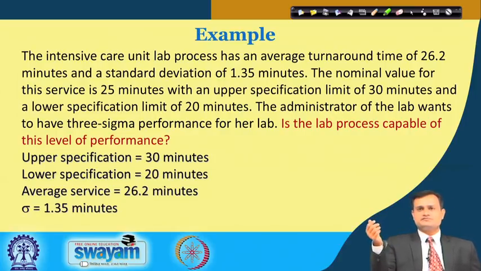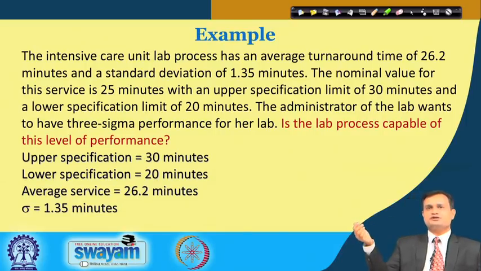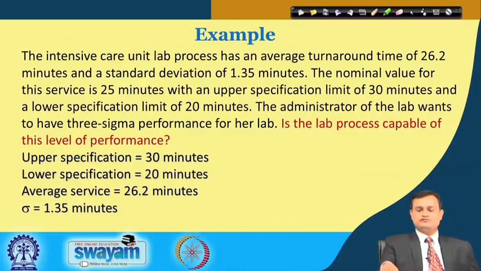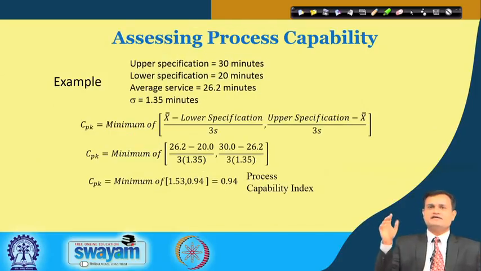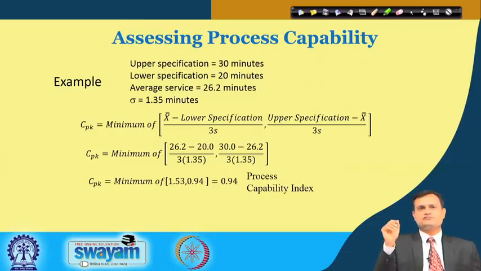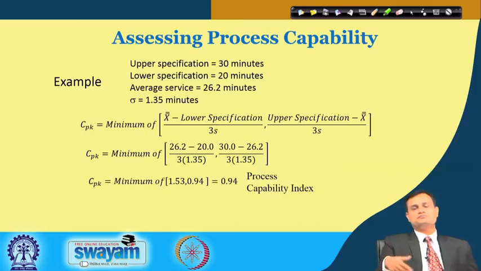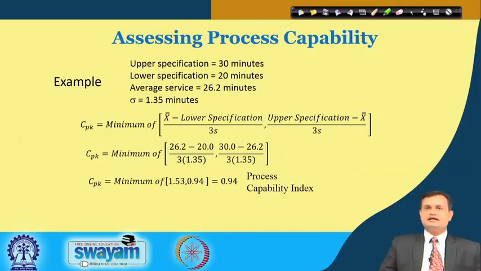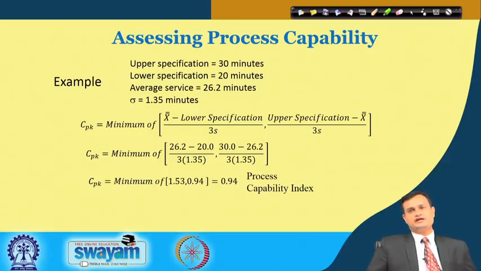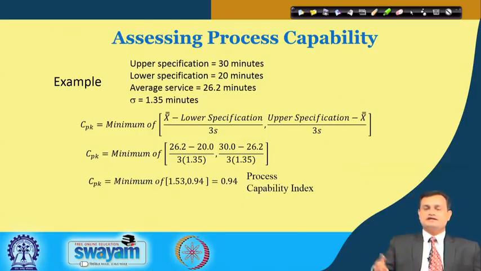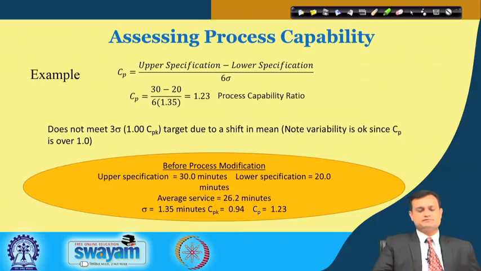Now, you have upper specification limit USL 30, LSL 20, average service 26.2 and sigma 1.35 minutes. I will plug the values into my expression for CPK, which takes the minimum of (x double bar minus lower specification) divided by 3s and (upper specification minus x double bar) divided by 3s. Computing this, I get CPK as the minimum of 1.53 and 0.94. So, I will take 0.94. This is my process capability index.